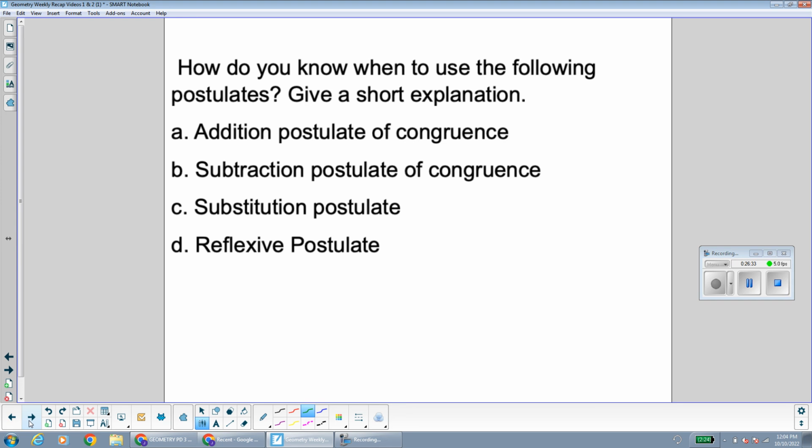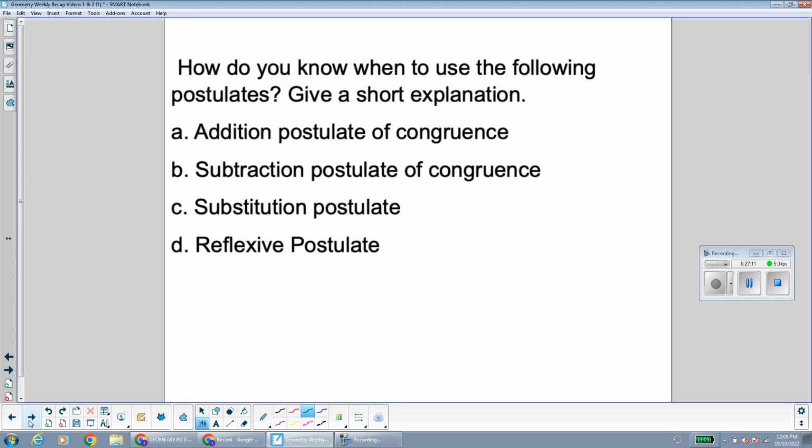How do you know when to use the following postulates? So I'm not going to write down the answer to each of these. You can feel free to write it down, but I will talk about it. The addition postulate of congruence, we use that when we have parts of a line segment or an angle, and we need to get a bigger segment or angle. We need to combine the parts into something bigger. To use the addition postulate, you do need to be starting with two congruent things, and each of the things that you're adding also has to be congruent to each other. So that way you end up with congruent things.